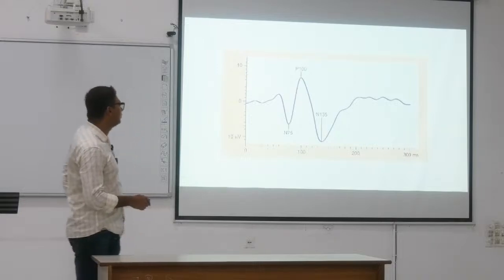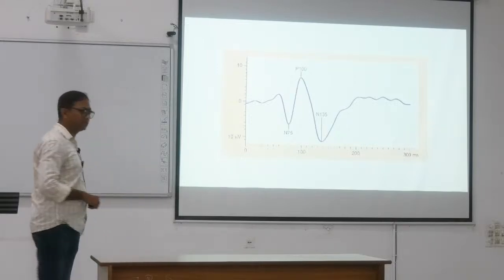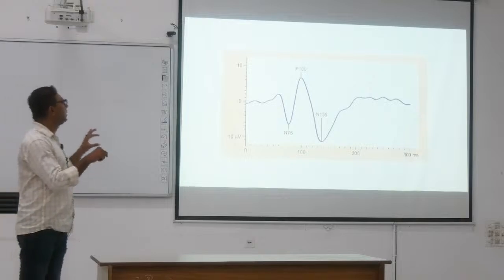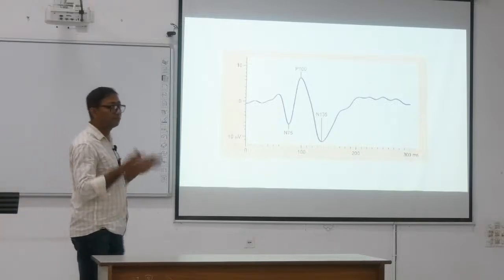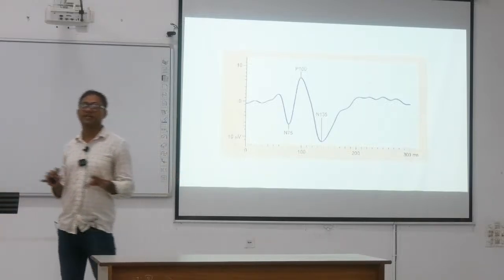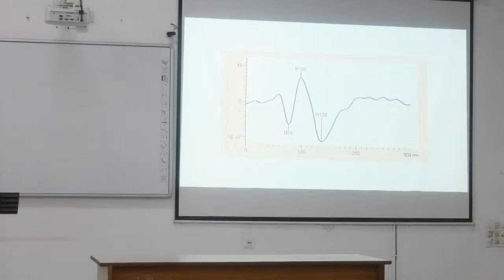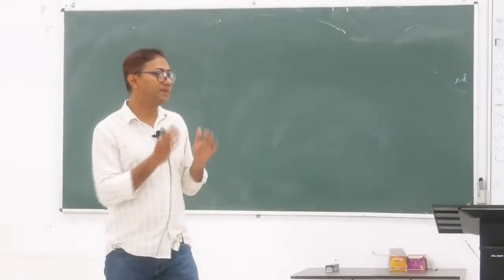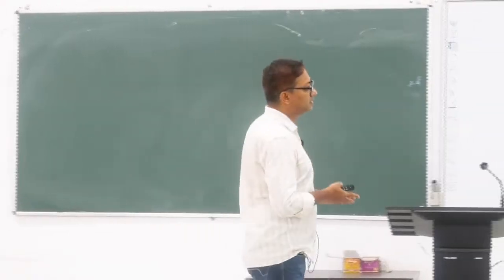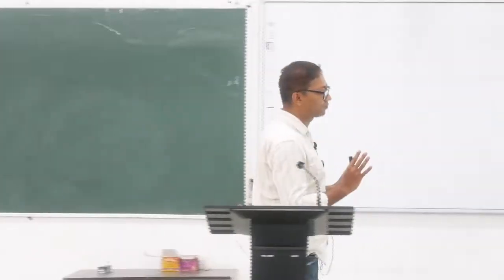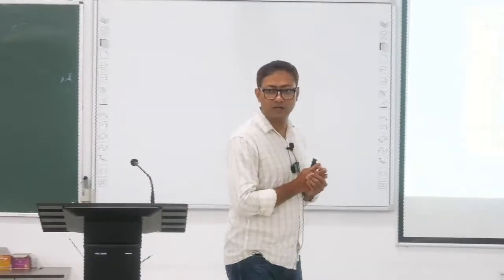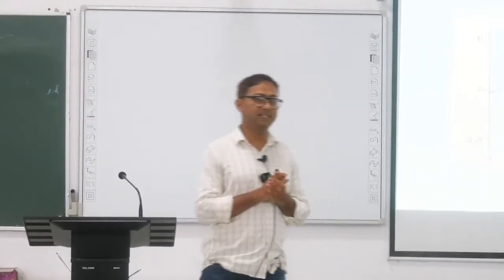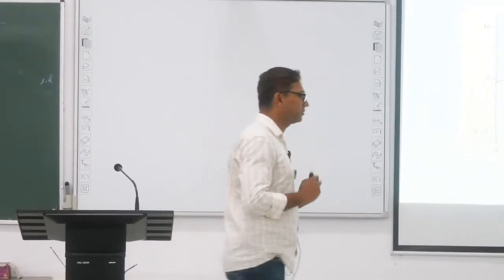There are a few implications of N75 and N135 as well, but most important is P100. It must be present in the visual evoked potential. If P100 is not present, that means definitely there is some problem within the neuronal pathway. Okay, clear? This much is sufficient for you.